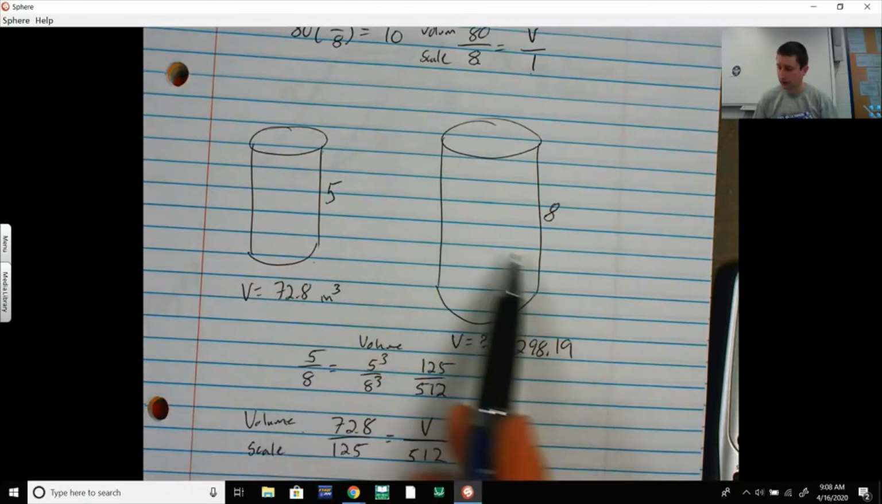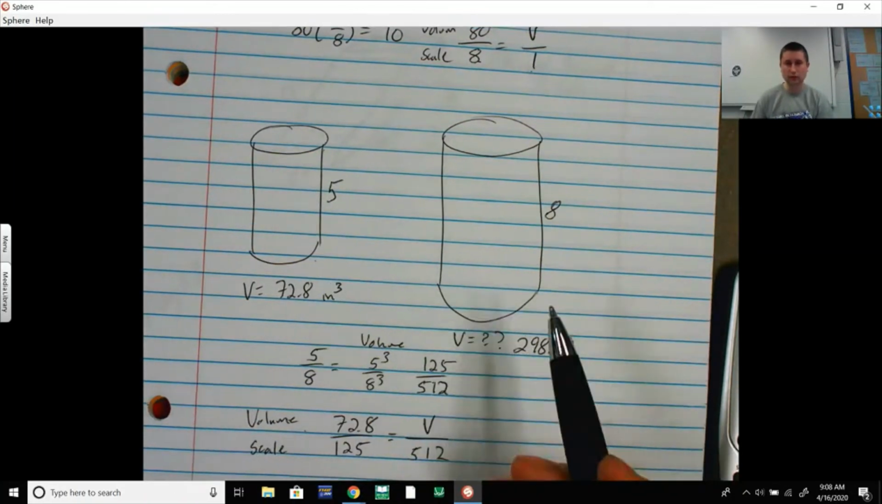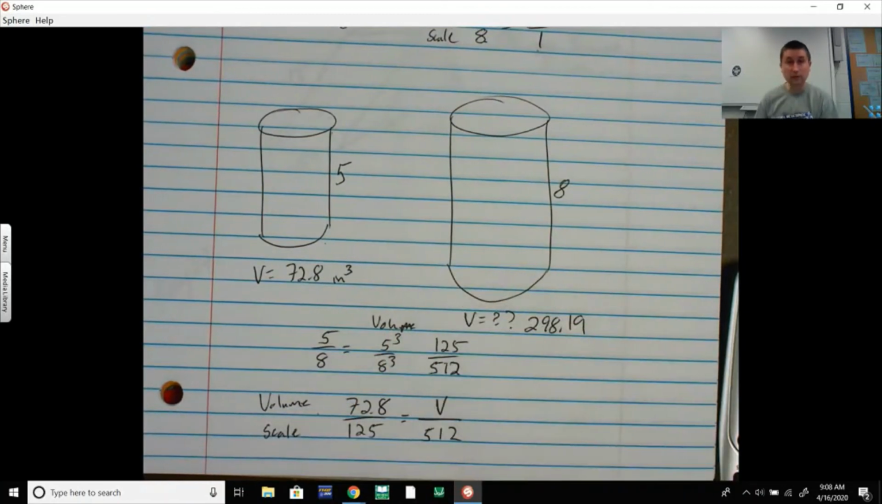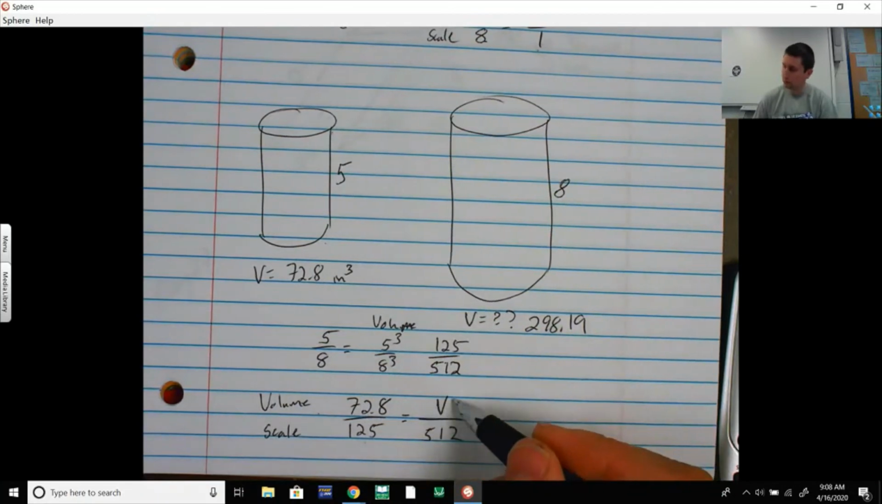You look for your scale factor here. You have to cube it to get your scale factor for volume. We did this with area, and you had to square it because area is units squared. There's 2 dimensions that go into area. There's 3 dimensions that go into volume. Okay, then you set up volume over the correct scale factor equals the other volume over the other scale factor.